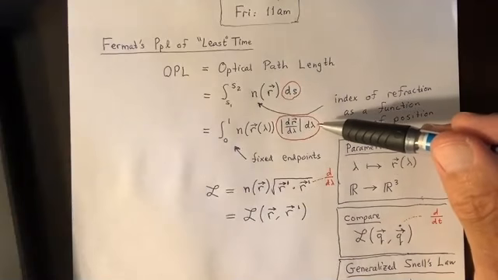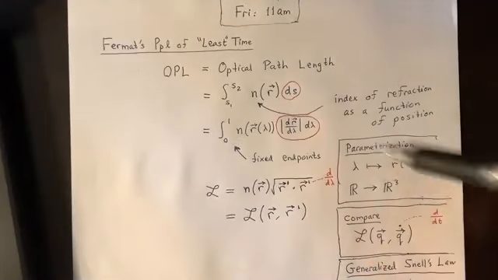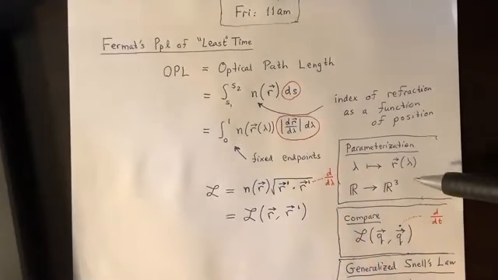It's a little unfortunate we have lambda as our parameterization. This is certainly not the wavelength. You see it's a pure number that ranges from 0 to 1. It's just a parameterization of a path in space.